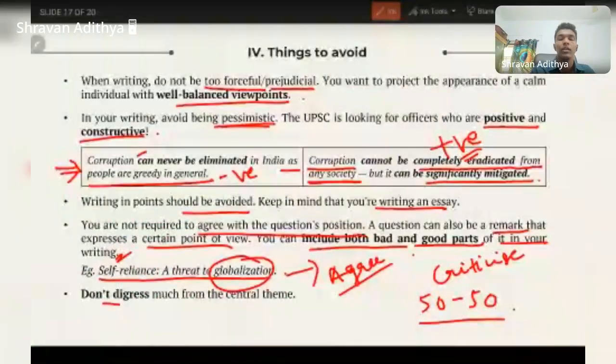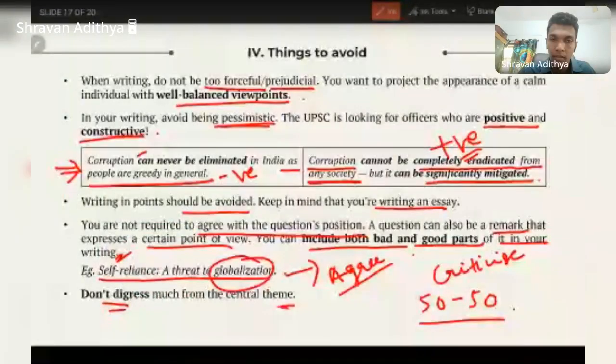And then don't digress much from the central theme. So that you already know, you have to keep your content relevant, you have to keep everything coherent, and even the quotes that you use or even the diagrams that you plan on drawing in the essay, do not stray away from the central theme. Okay, just keep relevant things.